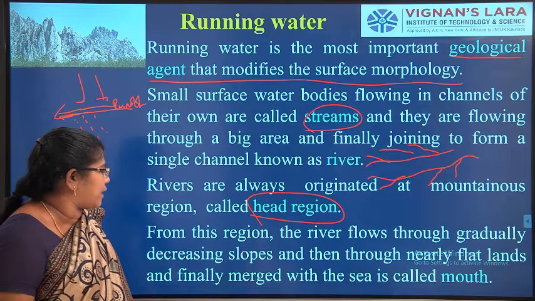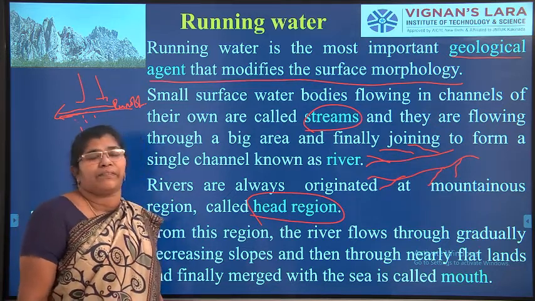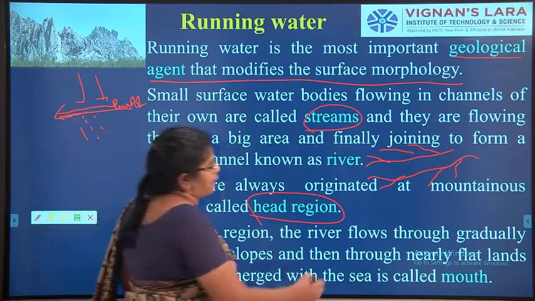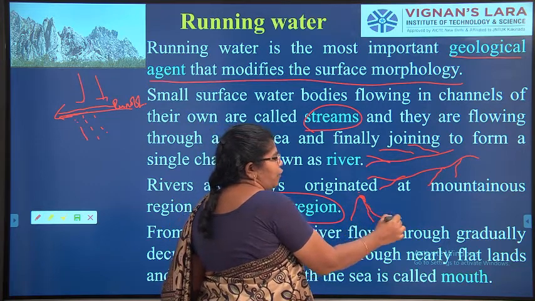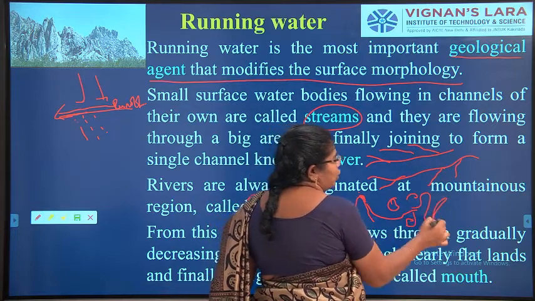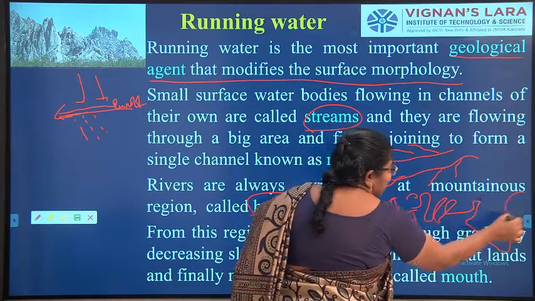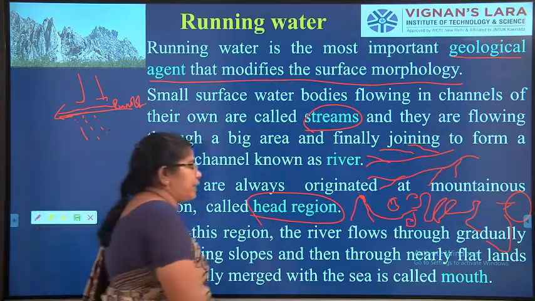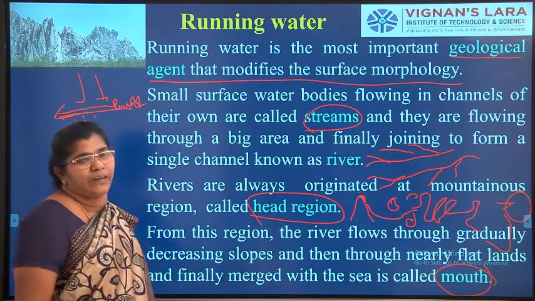What is the mouth? It is where the river goes and merges into the sea; that part we call the mouth. Normally the river originates from a mountain and flows through so many cities and mountains, taking many paths, and at last it reaches the sea. The part where it reaches and merges with the sea, we call the mouth.